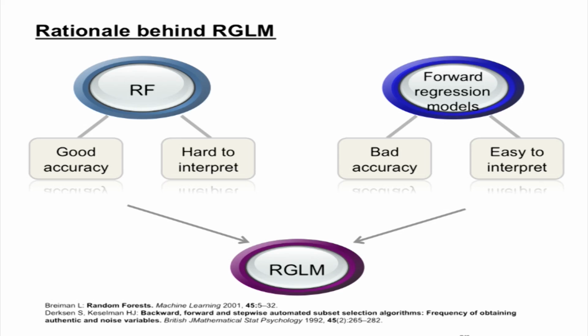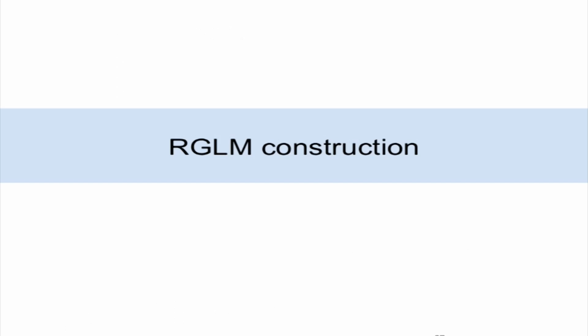Now, the random GLM predictor combines the advantages of both of these approaches. On the one hand, it gets an accuracy that is as good as, if not better than that of the random forest. But also, it typically involves surprisingly few variables, think 20 or so. And so it's much more interpretable. So let me describe this approach.